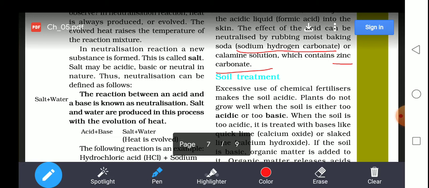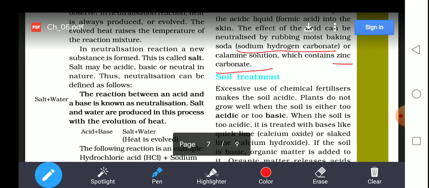So there must be a balanced diet. Already you have studied balanced diet in class 6. So in land also, if you use more fertilizers, the land becomes infertile, which means it becomes acidic. In acidic soil, the plants will not grow properly. So you have to make it neutral. So you have to add some basic substances.